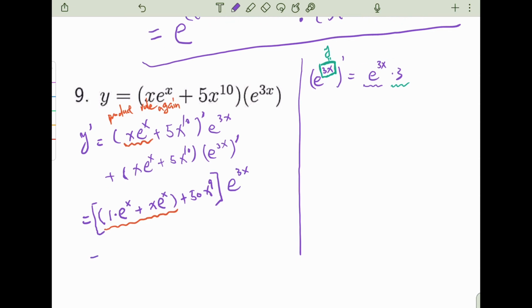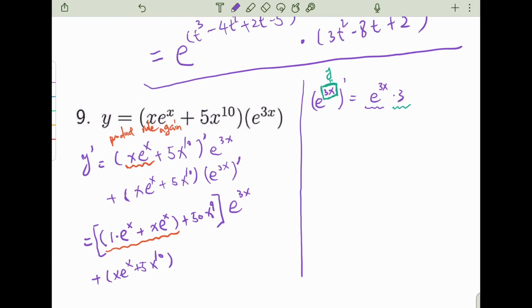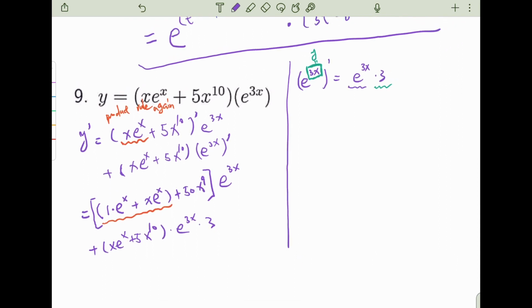Now plus this bracket times the derivative of the other factor, which I have written here. That is the derivative of e to the 3x. So times e to the 3x times 3. Okay, then it's done. That is the final answer. We don't have to simplify the expression. Don't bother to multiply through the e to the 3x into the bracket. We don't have to do that. Just leave it like that.